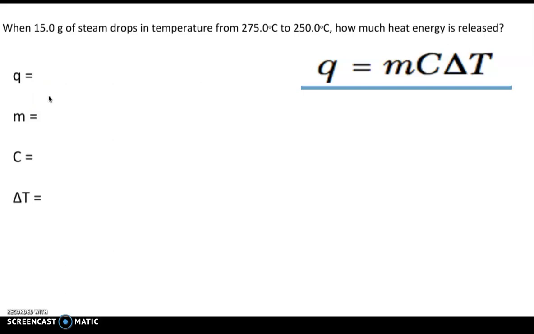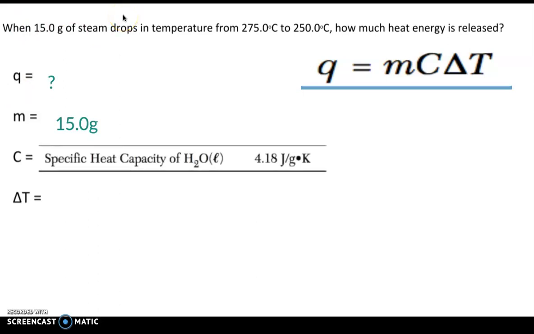So we're looking for the Q, which is the heat energy. M is given to us as 15 grams. C is going to be the specific heat of water because we're talking about steam, which is 4.18 joules per gram per Kelvin. And the temperature is going to be the T final, which is 250. That's how much we ended up with, minus 275. And that's going to give us negative 25 degrees Celsius. Remember, the formula for finding the change in temperature is going to be T final minus T initial. This is very important in order to get your answer.